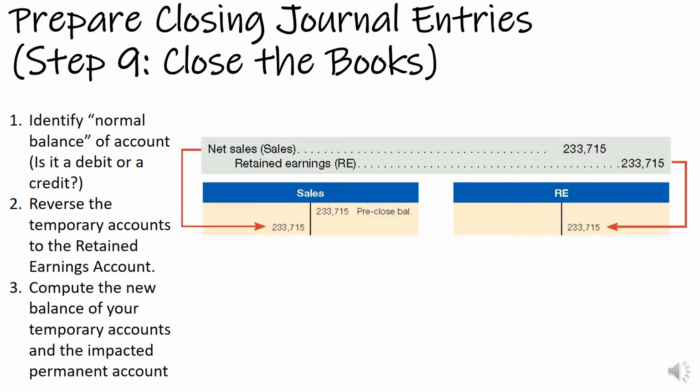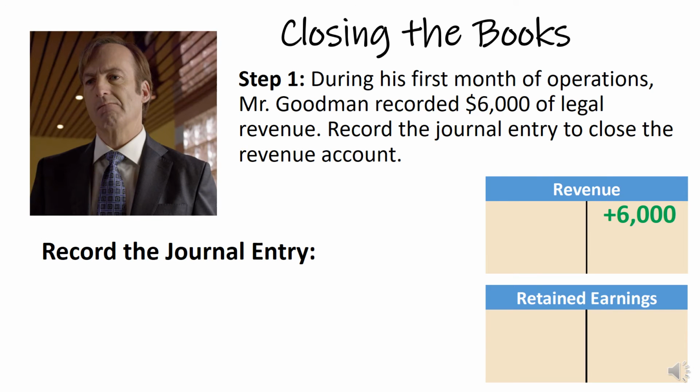Once you've computed all of those journal entries and updated the ledgers, compute the new balance of your temporary accounts and the balance of the permanent account, your retained earnings account, that is impacted by your closing entries. Let's look at a couple of examples from Saul Goodman's books. Example number 1. During his first month of operations, Saul Goodman recorded $6,000 worth of legal revenue. Record the journal entry to close the revenue account.